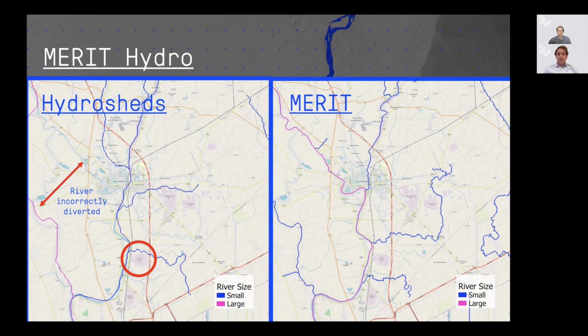We can see on the left-hand side is the river channel network represented using HydroSHEDS, and on the right-hand side using MERIT, or MERIT Hydro. And as we can see, the Chao Phraya, represented by the pink channel, has been incorrectly diverted using HydroSHEDS to the left of the urban area, whereas MERIT has the channel in the right location.